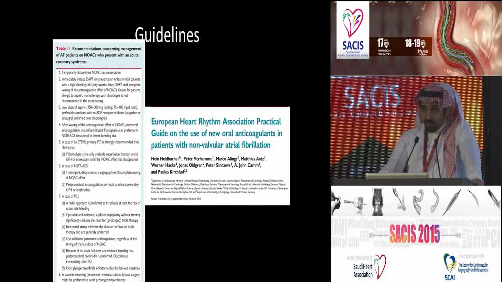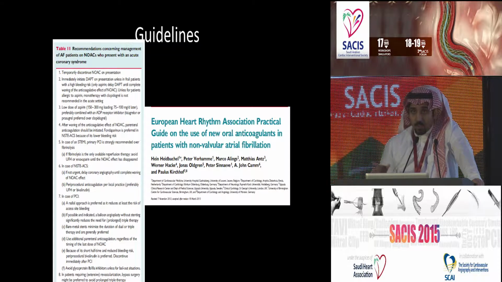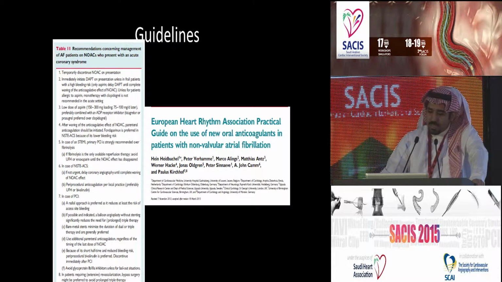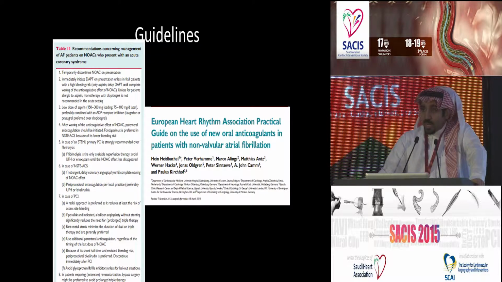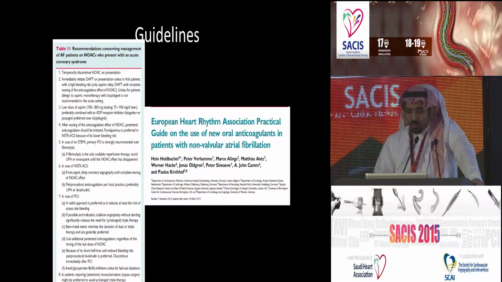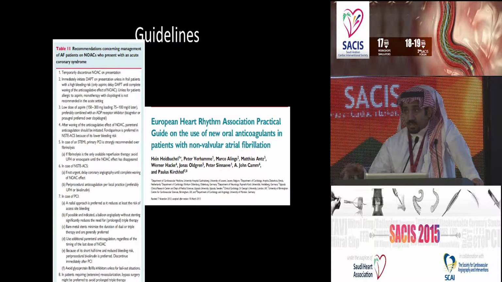There are no specific guidelines from the ACC-AHA, but the European Heart Rhythm Society will give you a general idea of what to do when you face a patient who's already on NOACs in terms of an acute coronary event. What you have to do is stop the NOAC first, then start the antiplatelet treatment that you're supposed to start. You will probably favor starting with the fastest P2Y12 inhibitor, like ticagrelor. And then you take the patient to the cath lab.